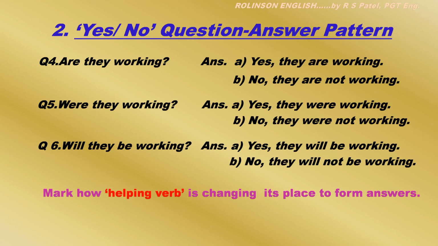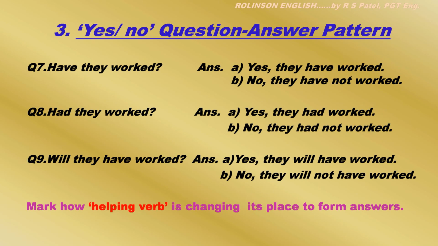Similarly, let's continue. Are they working? Question. Answers are yes, they are working. No, they are not working. Were they working? Yes, they were working. No, they were not working. Still next question is, will they be working? Answers are yes, they will be working. No, they will not be working. See, again, it is helping verb that is changing its place and we are getting the answers.